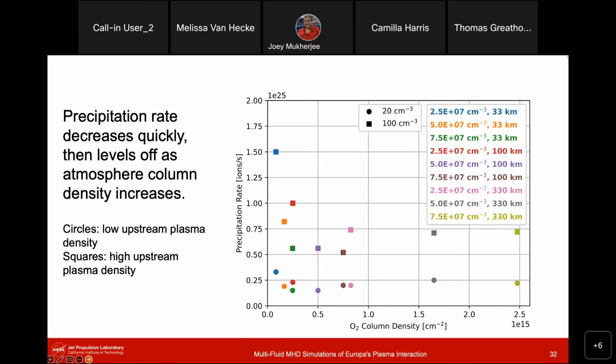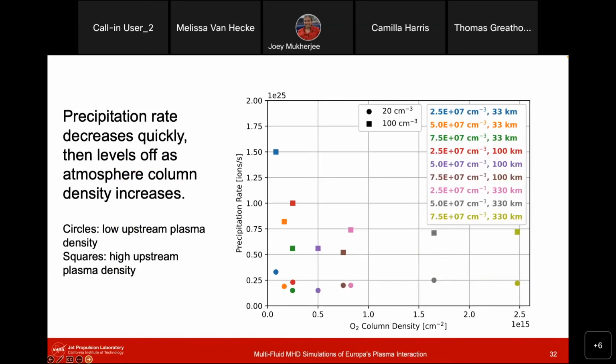Basically, what this means is that the precipitation rate decreases quickly as you increase the column density of Europa's atmosphere. So if Europa's atmosphere has a nominal state, it's somewhere on this chart, and you can see that if the column density is relatively low, you do still expect to see changes in the precipitation of plasma onto the surface.